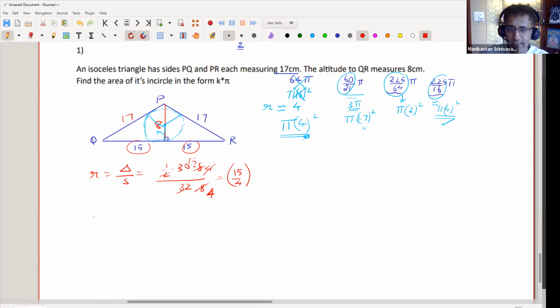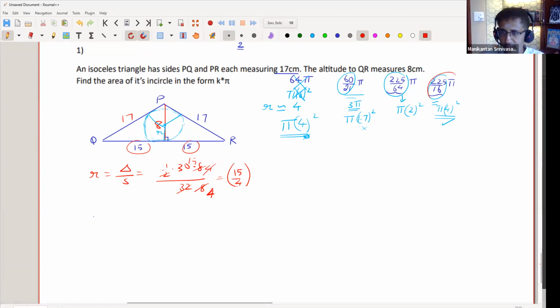So my guess was right that the radius is approximately 4, slightly less than 4, just by visually. I'm not saying you should draw a perfect diagram, but a rough diagram itself will call out some very obvious wrong answers. So therefore the answer is right. So pi times r square, 25 by 16.